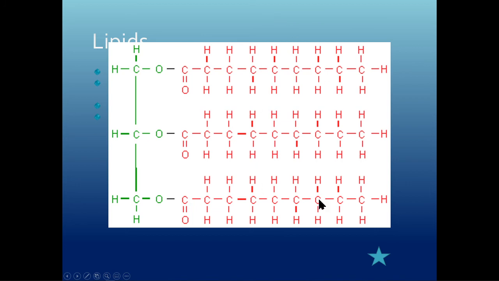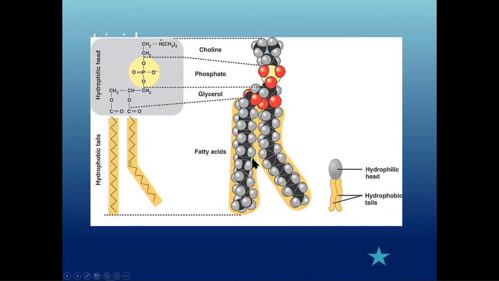It's a very dense molecule, right? There's not a lot of space in between. Whereas an unsaturated fat, right, there's bends in it and there's spaces in between. It's not as dense. So typically unsaturated fats are liquid at room temperature. So things like your olive oil, your canola oil, your corn oil, right, are all unsaturated fats.